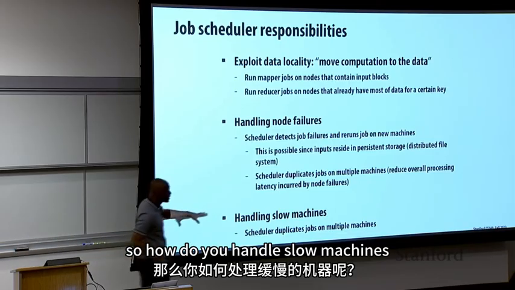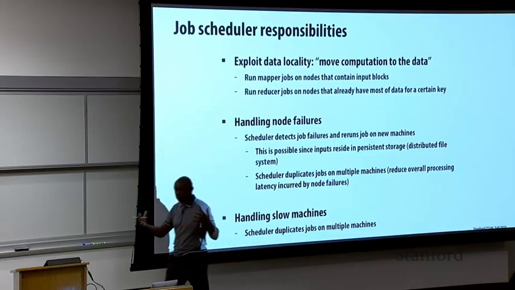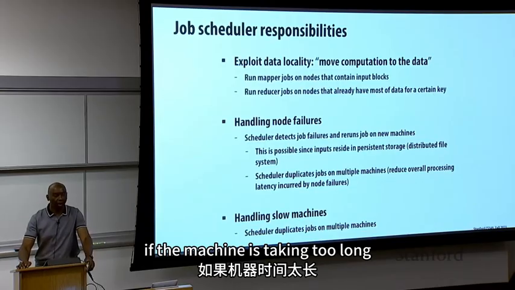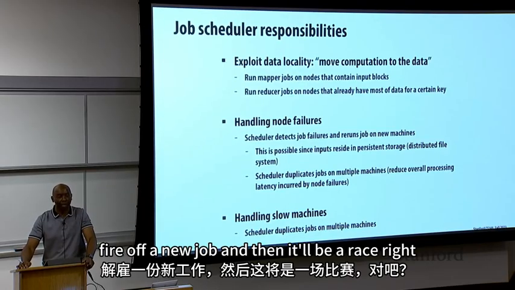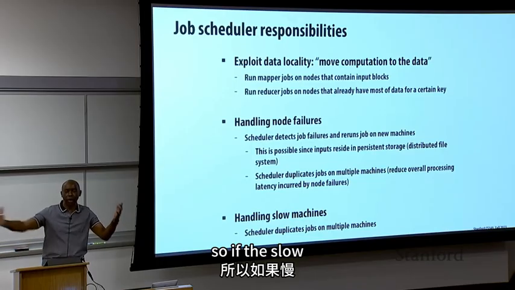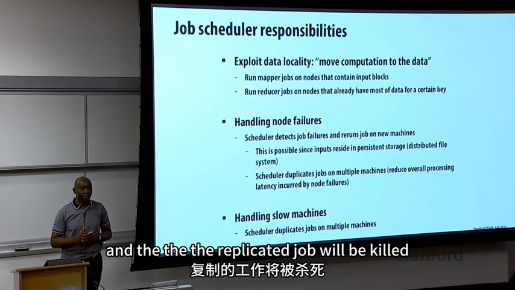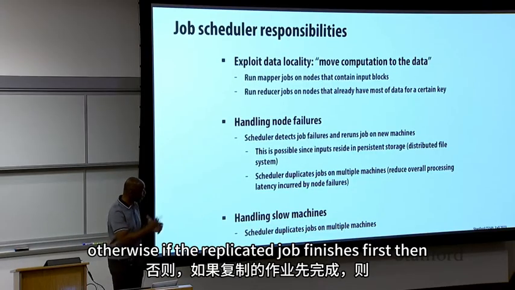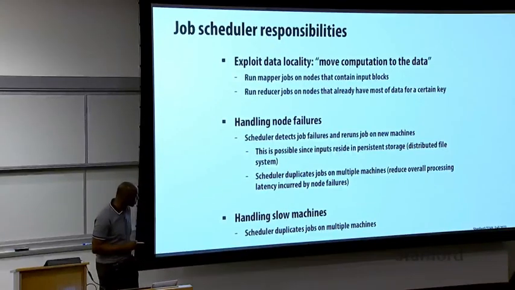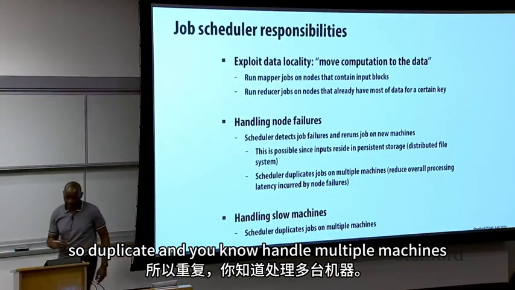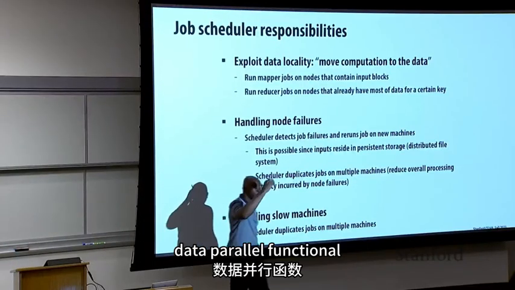So how do you handle slow machines? Well, the scheduler can just replicate multiple reducer or mapper jobs. If the machine is taking too long, it'll say, I'll just fire off a new job, and then it'll be a race. So if the slow computer finishes first, then that result will be taken, and the replicated job will be killed. Otherwise, if the replicated job finishes first, then you can kill the slow machine. So duplicate and handle multiple machines, and this is all possible because of this kind of data parallel functional programming model.